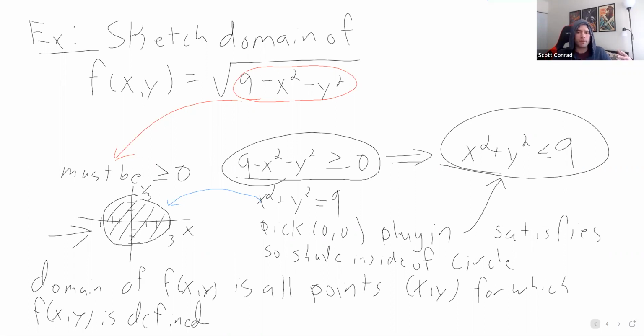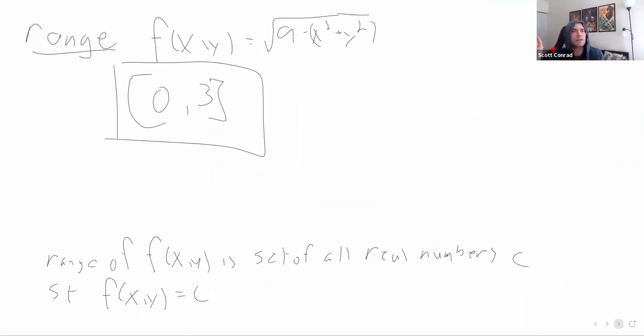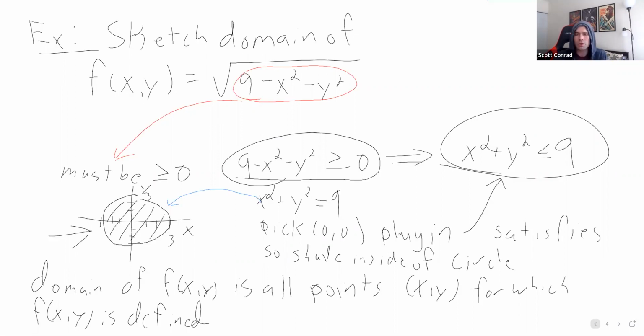So the domain of a function of two variables is going to be a set of points in the plane. The range is the set of all real values your function will output, right? So the range is going to be a set of real numbers. We're looking at all the points we can input to our function, and then we're seeing what numbers it spits out. Well, it's never going to spit out a negative number, right? Because the square root of something is always greater than or equal to 0.